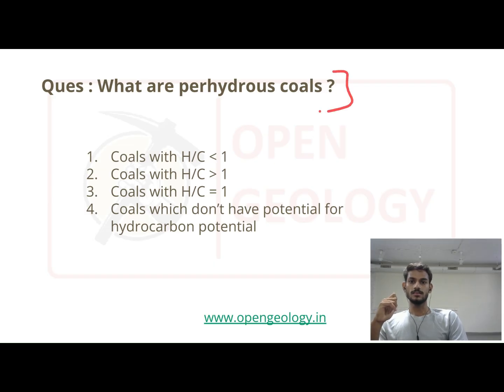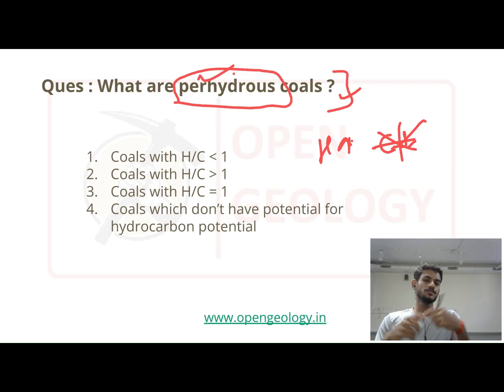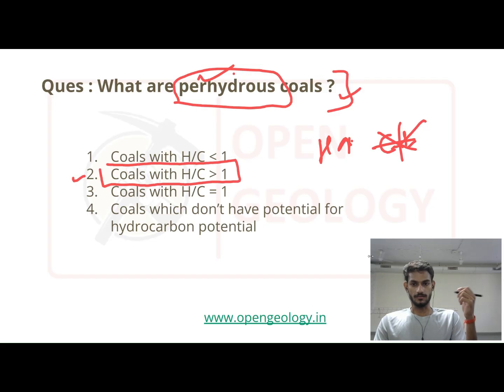Then the last question is: what are perhydrous coals? We have different categories of coal, other than your traditional peat, lignite, bituminous and anthracite types. This is a different category, that is perhydrous coal. We call it perhydrous because here hydrogen is more than carbon. We don't say that carbon is less, rather we say that hydrogen is more than carbon. So the correct option will be our second, that is coal with a hydrogen to carbon ratio greater than 1. This is the perhydrous coal.